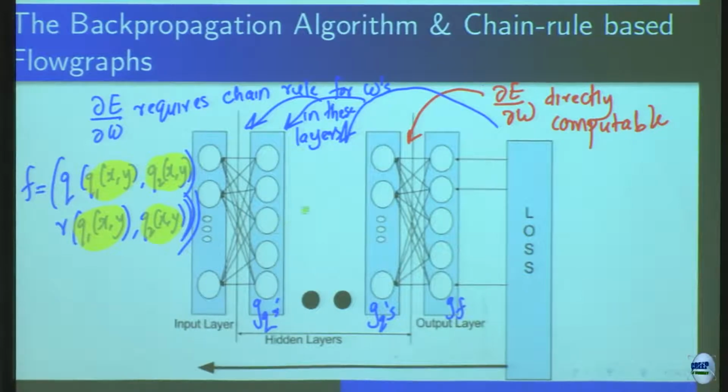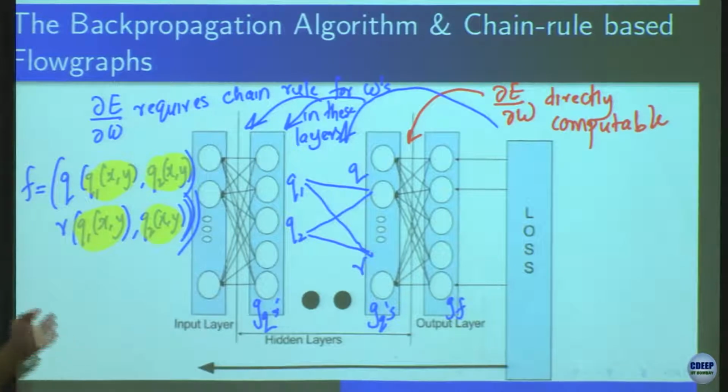One of these hidden layers is used here. So it's very much possible that, say, this is q1, this is q2, q1 and q2 both go to q, and q1 and q2 also go to r. Does this make sense? Is this possible? This is how networks are designed.